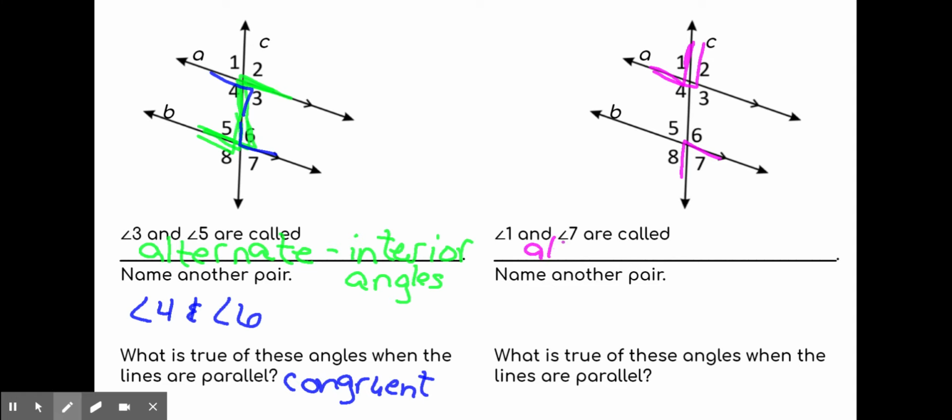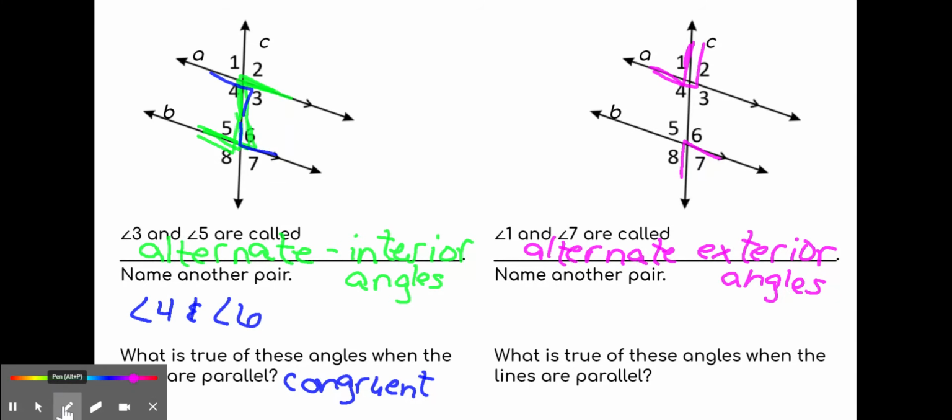They are called alternate exterior angles. Alternate exterior angles. All right, can you find another pair of alternate exterior angles? There's another pair, right? Angle 2 right here, and then way down on the other side, angle 8. So angle 2 and angle 8 are alternate exterior angles.